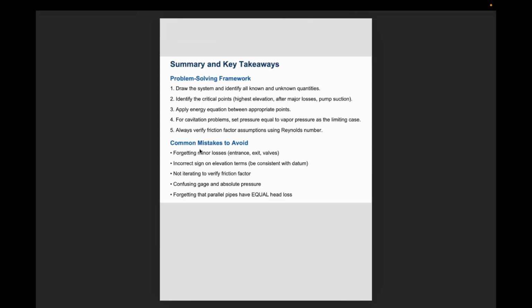And some of the common mistakes you need to avoid are forgetting the minor losses from entrance, exit, or valves, and incorrect sign on elevation terms. Be consistent with the datum, not iterating to verify friction factor, confusion on gauge and absolute pressure, and forgetting that parallel pipes have equal head loss.